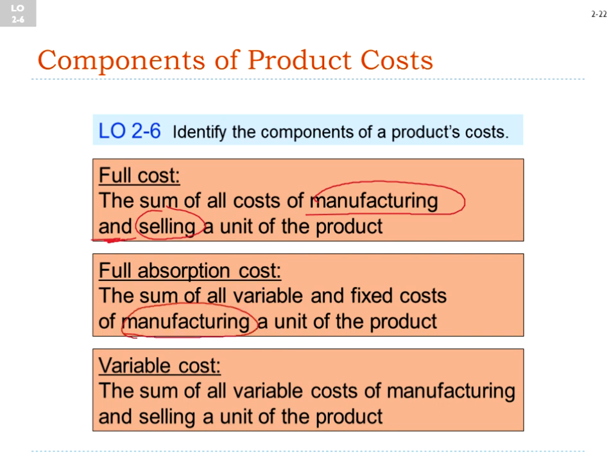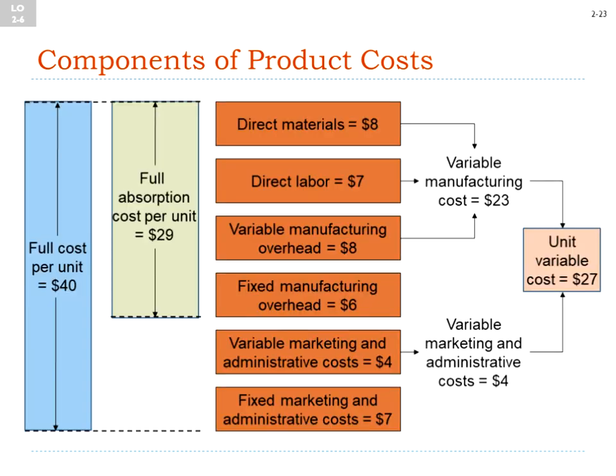Okay, and then for variable cost, you don't consider your fixed cost like you did in full absorption and full cost. You're just going to look at variable cost. All right, so this chart illustrates the difference between the two.